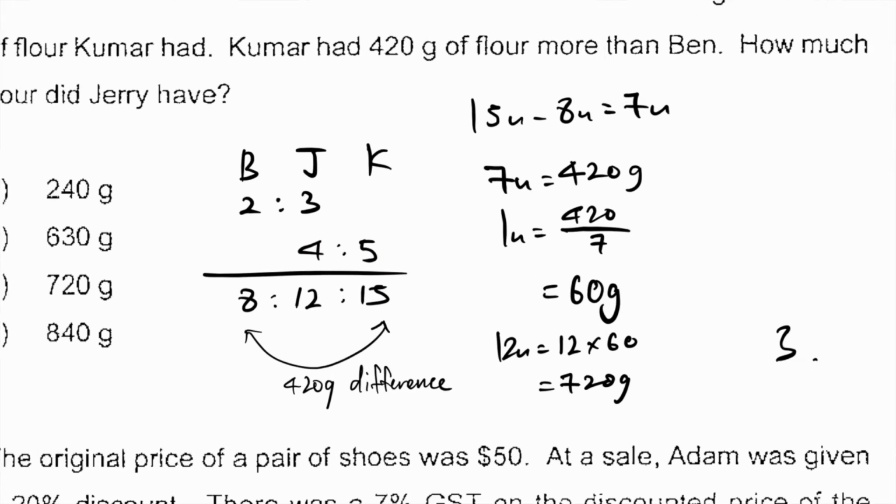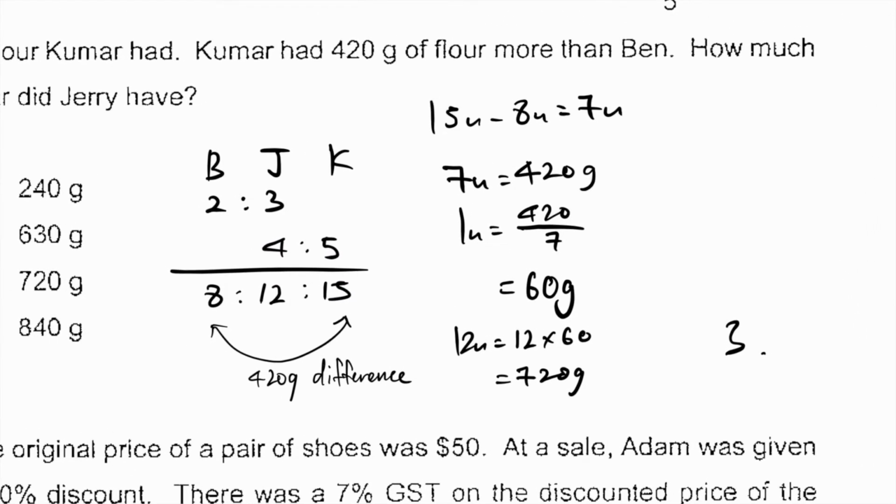We are next told that the difference between K and B, so K 15 units, B 8 units, the difference is 7 units, and that represents 420 actual grams. So 7 units is 420 grams, 1 unit, we're going to divide by 7, 60 grams. How much did Jerry have? So that's 12 units. So 12 times 60, giving us 720 grams.